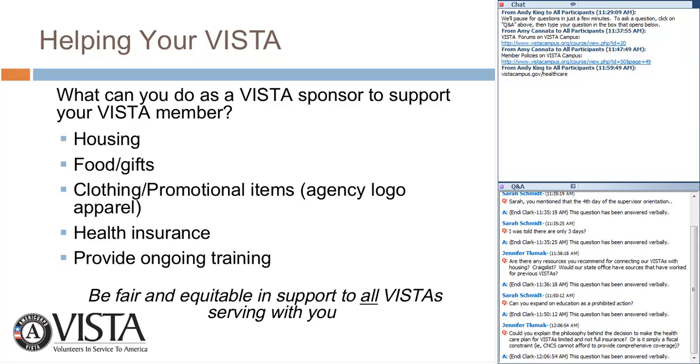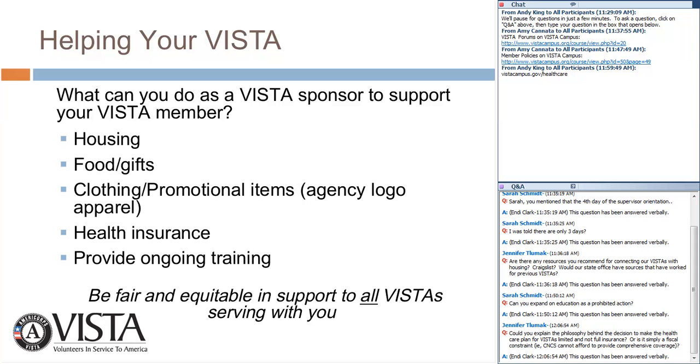In regards to providing your VISTA members with food and gifts, there are restrictions on VISTA members receiving food and gifts from their sponsor. It's important to note that these items should only be provided to VISTA members in very special circumstances like birthdays, recognition, or holidays. And they do need to be provided to all VISTA members, and they cannot be given to only VISTA members. If these benefits are provided to staff, then you can provide them to VISTA members.